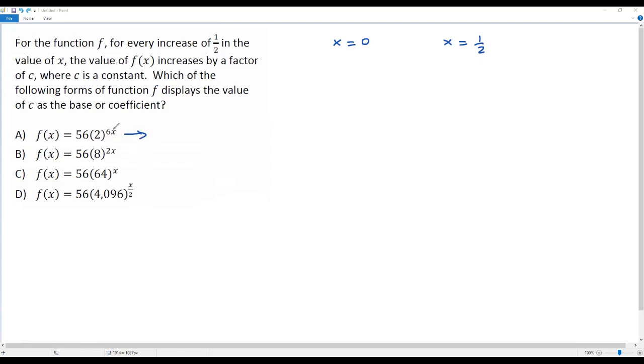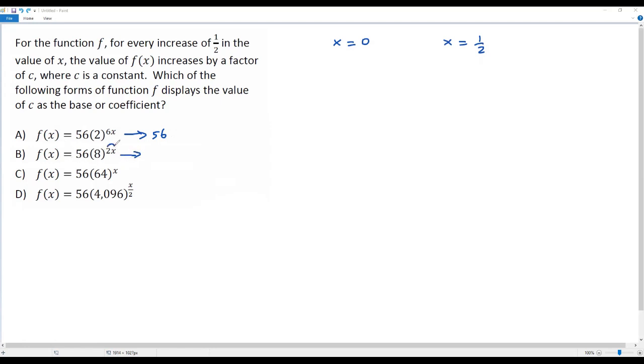When I plug in x equals 0 here, 6 times 0 is 0, that is 2 to the power of 0. 2 to the power of 0 is 1. 1 times 56 is 56. So when x equals 0, the value of f(x) in answer choice A is 56. Now let's do the same thing in answer choice B.